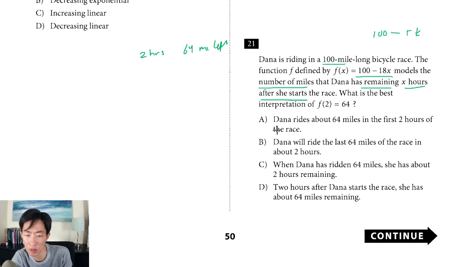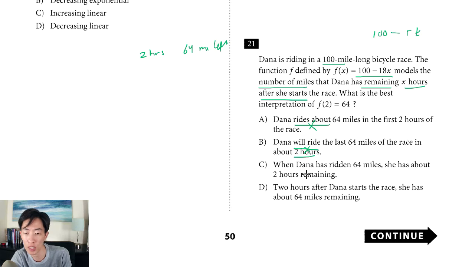So let's look at the answers. Choice A, Dana rides about 64 miles in the first 2 hours of the race. So again, they're defining 64 as what's left, not as what she has already ridden. So cross that out. Choice B, Dana will ride the last 64 miles in 2 hours. So the 2 hours is not how much time is left, it's how much time she's already ridden. So it's not will ride.